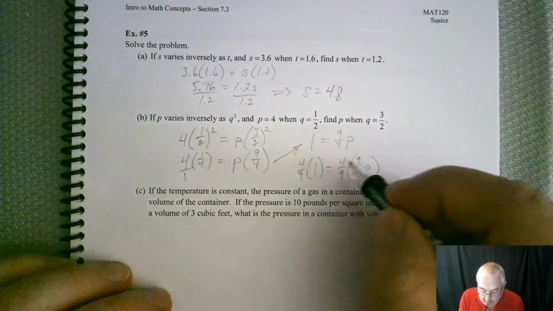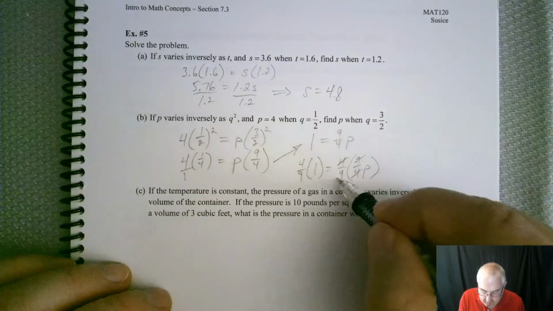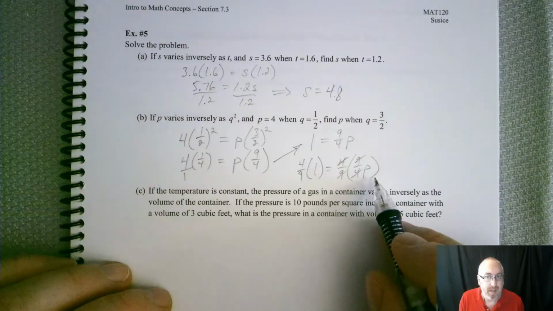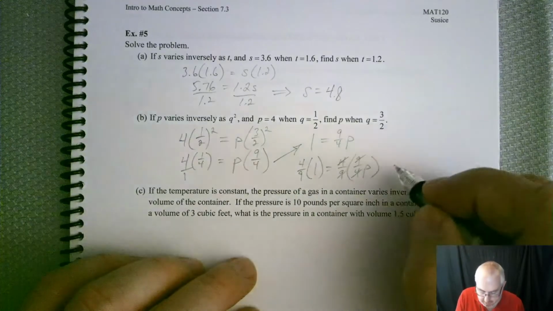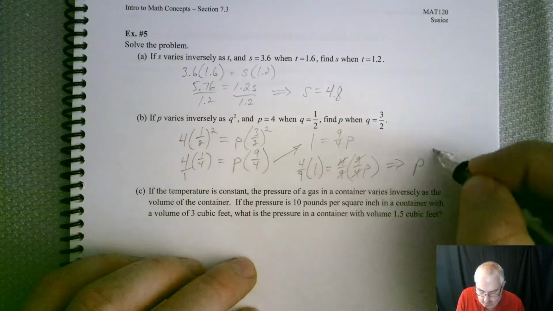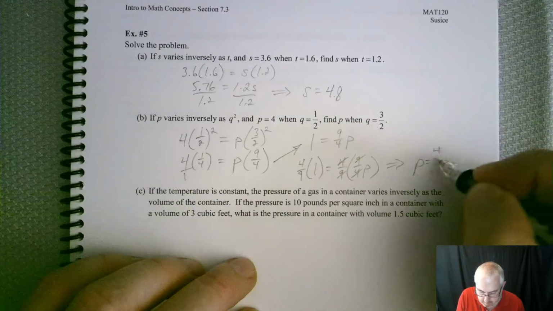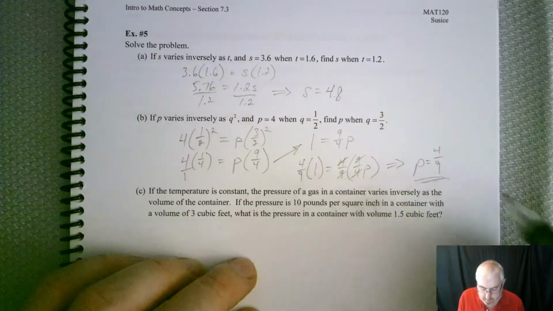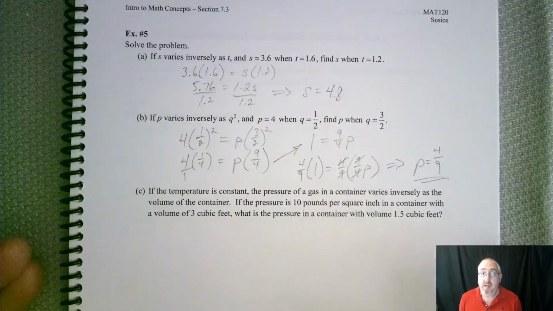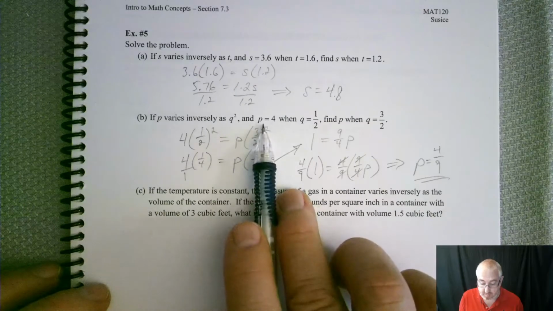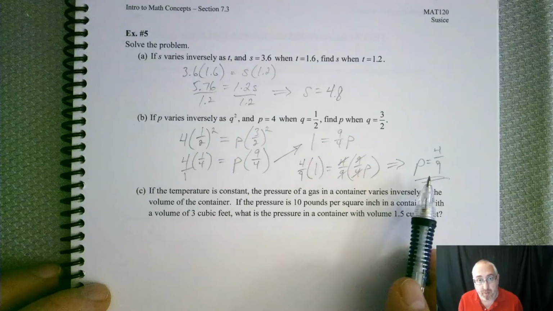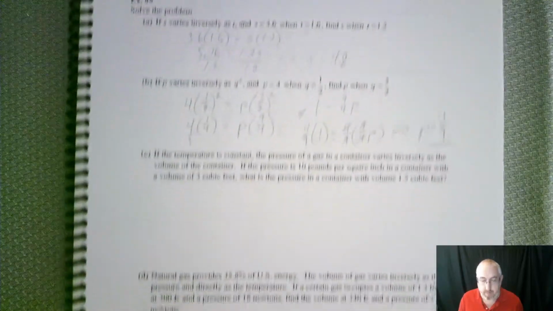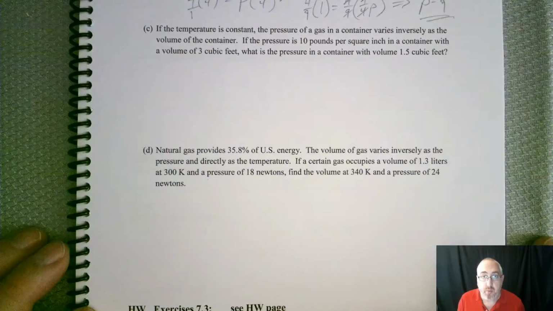Now we can see that the 4's cancel, the 9's cancel, so all you have left is the p. And then 1 times 4/9, well, that better be 4/9. So P is equal to 4/9, which means it's right because P was equal to 4 initially. It went down to P equals 4/9. So we're good. All right, let's try two more.